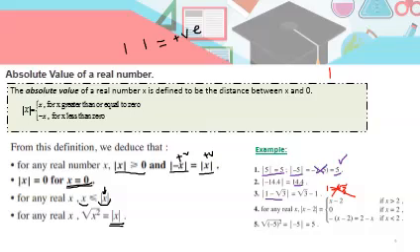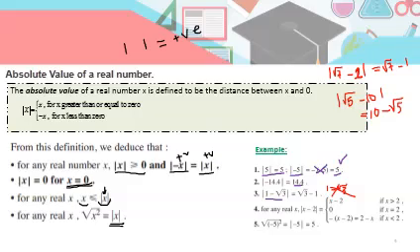Just an example. Suppose you have radical 7 minus 1. I know that radical 7 minus 1 is definitely a positive number. So the absolute value of this number is radical 7 minus 1. But if it's a negative number, you have to flip it. Suppose I have radical 5 minus 10. This is a negative number. So I take it as 10 minus radical 5.